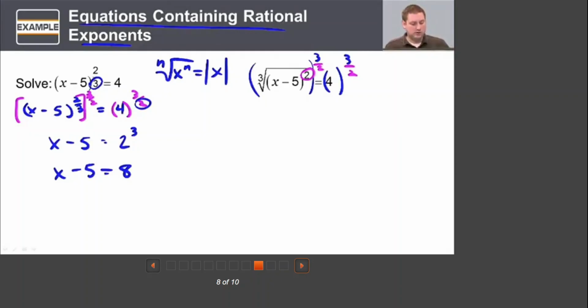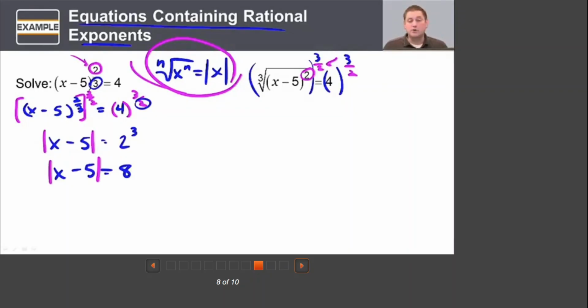Notice that we took the square root because the index was 2 when I was looking at it in radical form. So, since I took the 3/2 power of both sides, you can look at the numerator of the rational exponent in the original equation. If it's even, then you know you're going to be following this rule. Therefore, we need to apply the absolute value in this case.